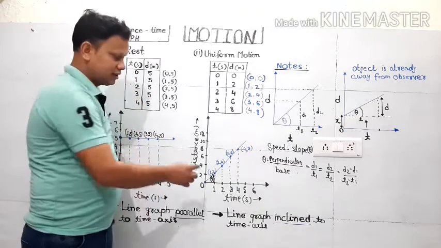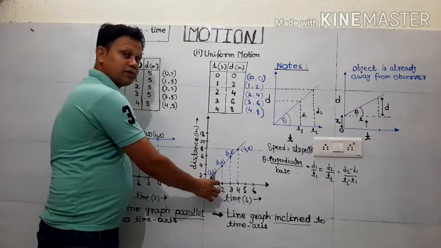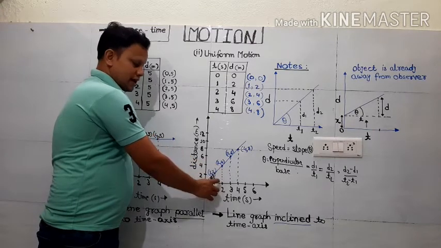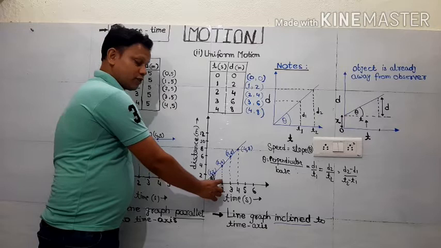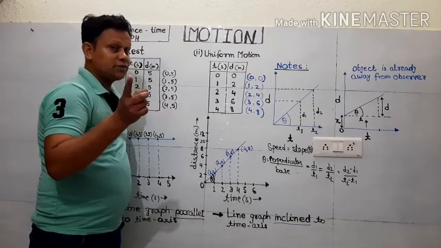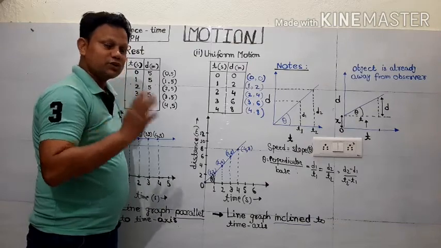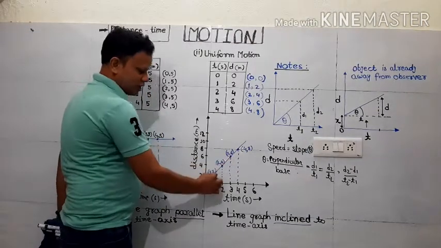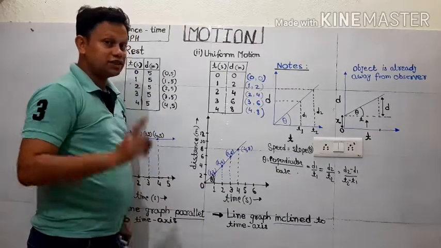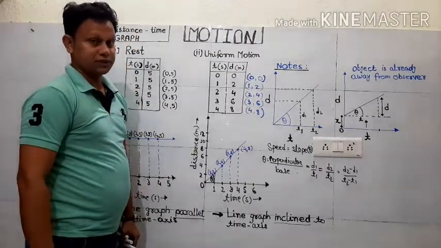So mathematically this angle is perpendicular upon base, but for us, if we take this perpendicular, it is distance, and if we take the base, this is time. So distance by time, and distance by time is equal to speed. So graphically, whatever angle is being shown here represents the speed of the moving object.